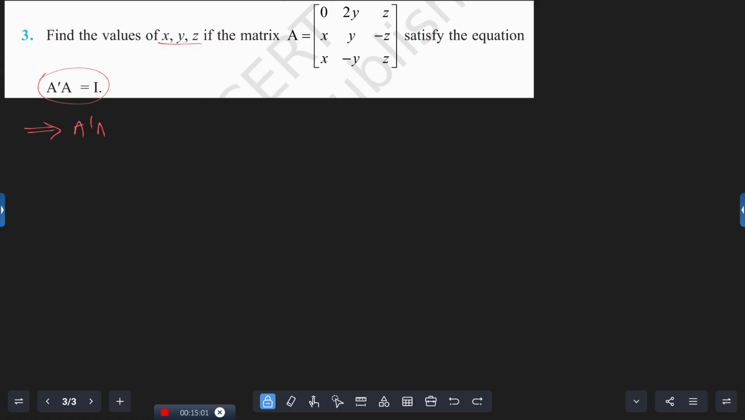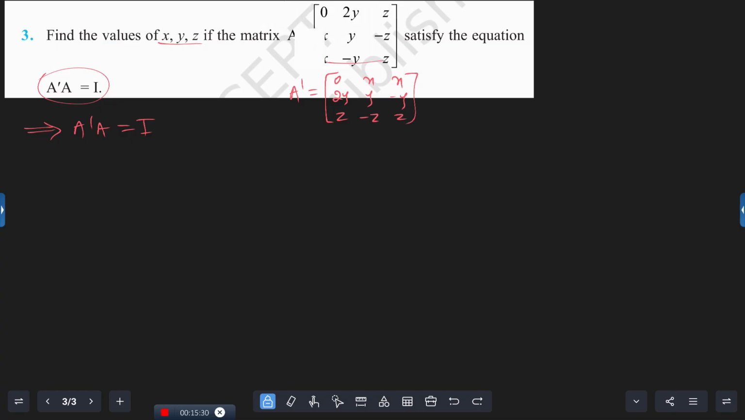So what is given that you take? A dash A equal to I. Then first you should find the transpose of the given matrix. A is given, then you should find A transpose. What is A transpose? You find directly. The row will become column, right? This row will become column 0, 2y, z. This row will become column x, y, minus z. Again this row will become column x, minus y, z. So this will be A dash and first one will be A.